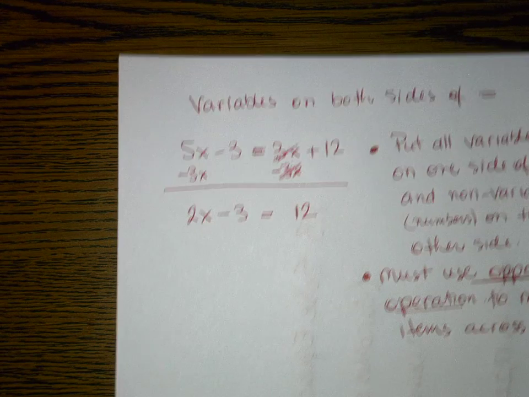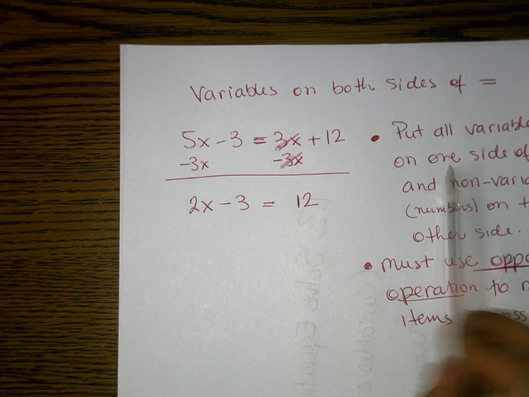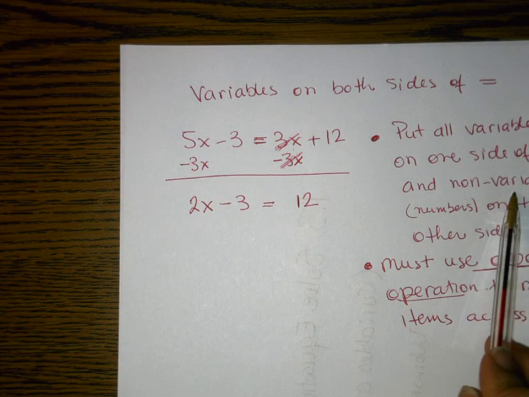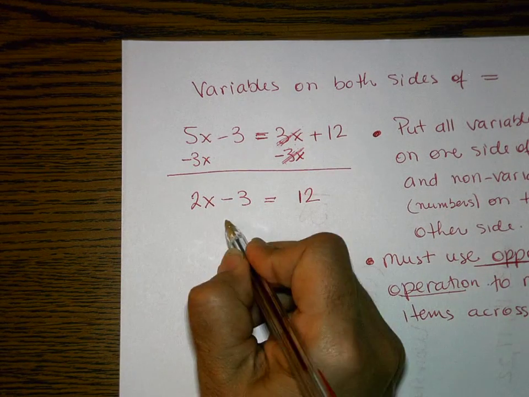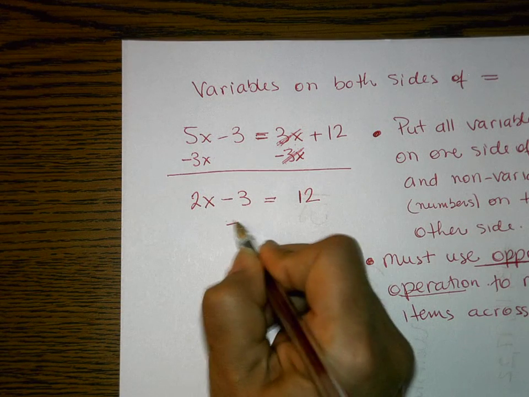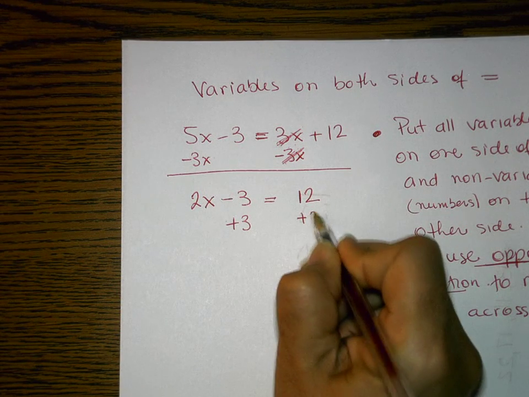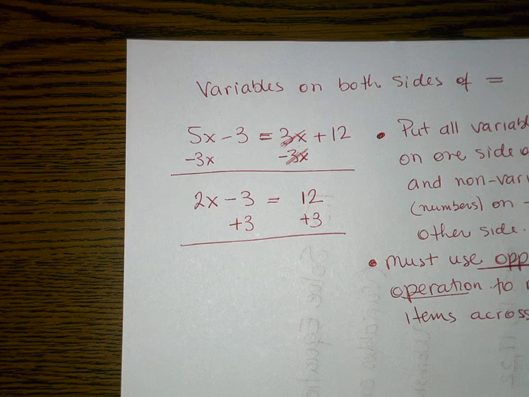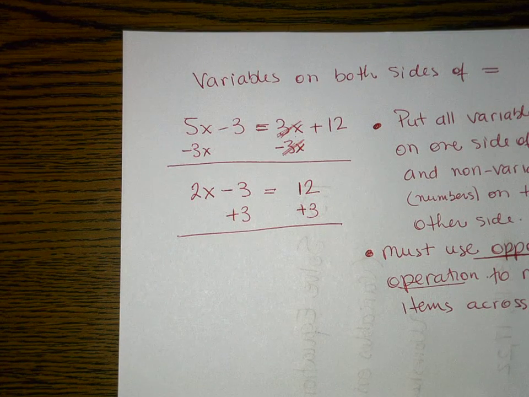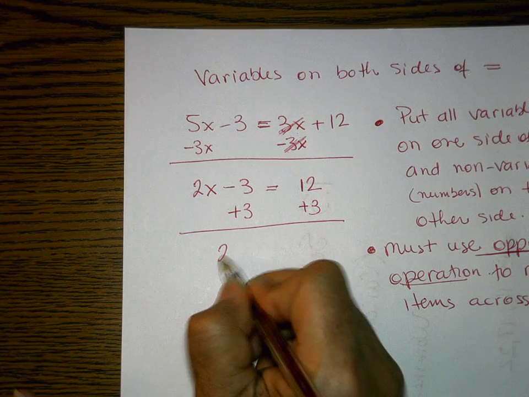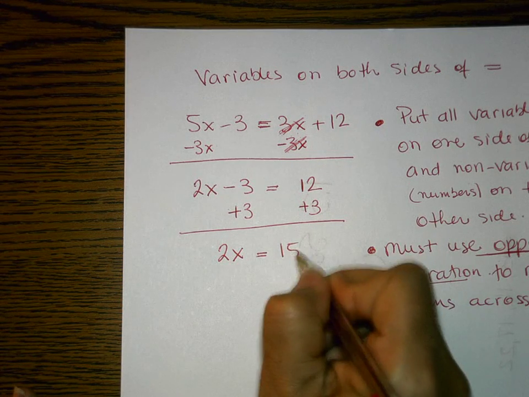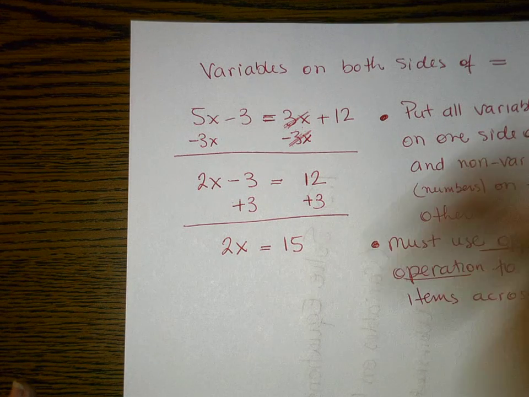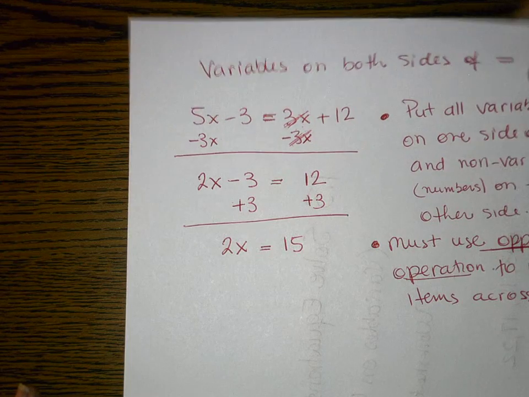Okay? So nice. I put all the variables on one side. Let's put the non-variables on the other by using the opposite operation. So now the opposite of a negative 3 is a positive 3 and a positive 3. Okay, if we do it on one side, we must do it to the other. And now I just have 2x equals 12 plus 3, which is 15. Yeah, I didn't like it. I just made this up. I knew it wasn't divisible evenly.